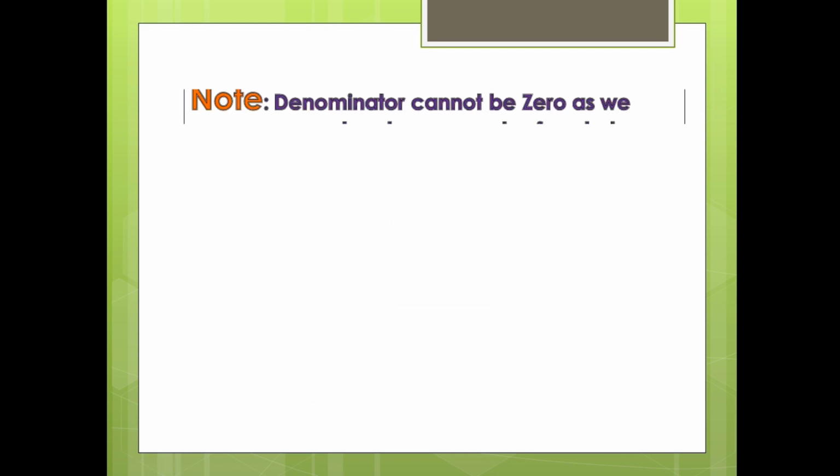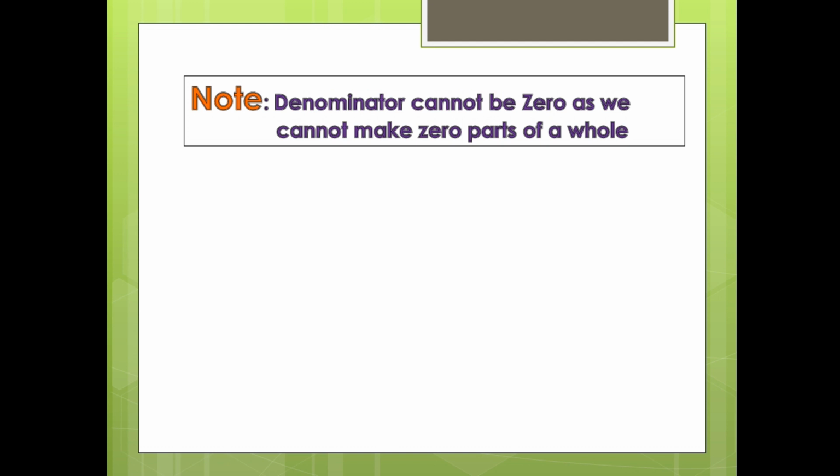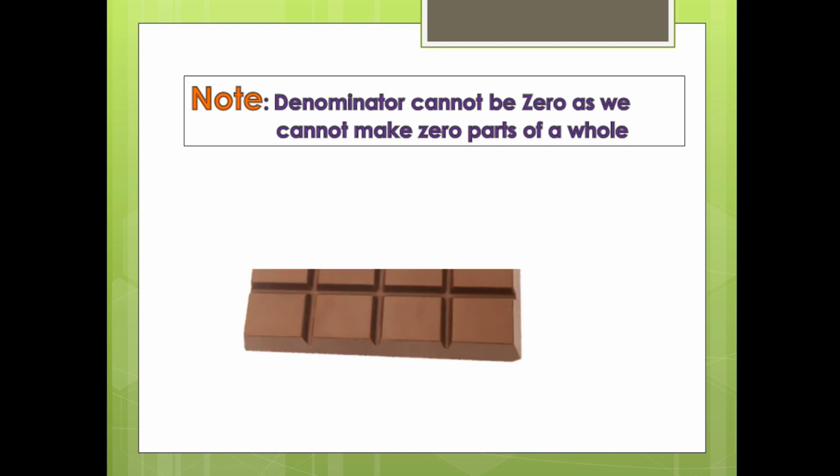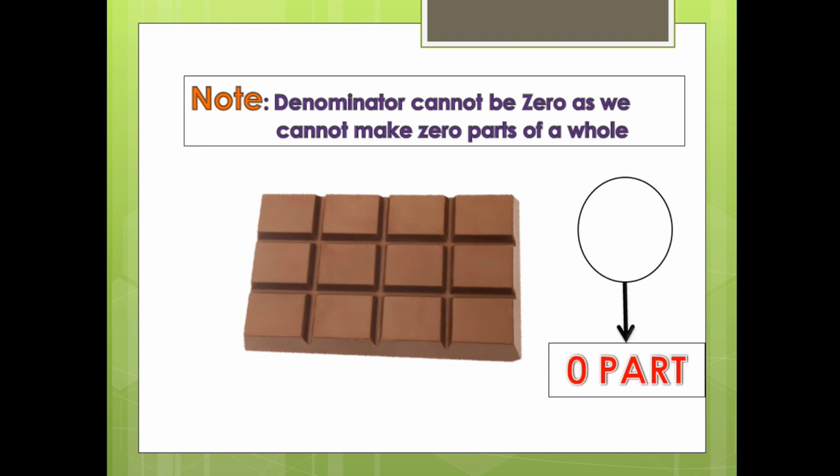Understood, children? Now, the denominator, that is the down part, can never be 0, as we cannot make 0 parts of a whole. Always remember, children, the denominator, that is the down part which we are writing, can never be 0, because from this complete chocolate or complete object, anything, if I ask you to take 0 part, can we take it? No, we cannot take it. Yes or no? So that's why always remember the denominator cannot be 0.